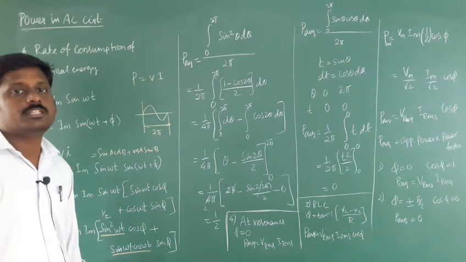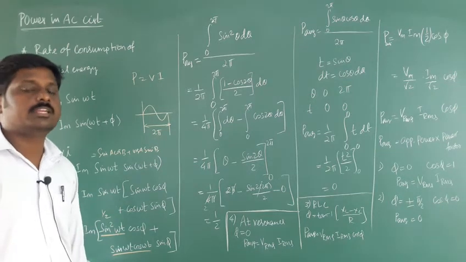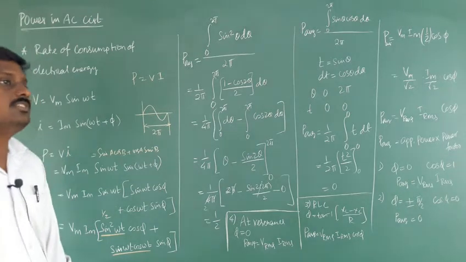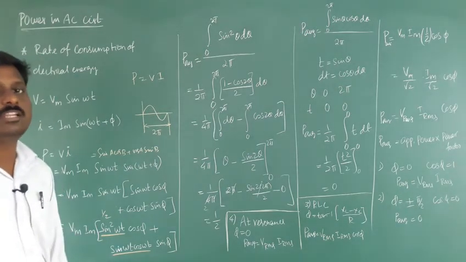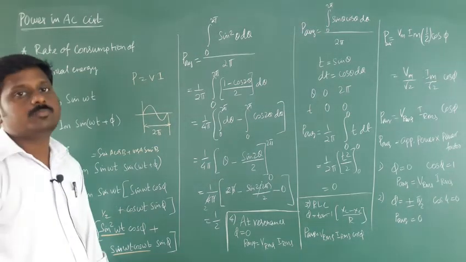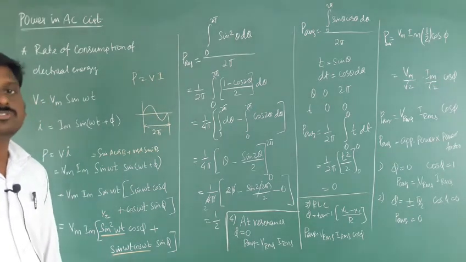Good morning students. In this class we are going to discuss power in an AC circuit. Power in a circuit is defined as the rate of consumption of electrical energy in a circuit. We already know power is defined as the product of voltage and current.